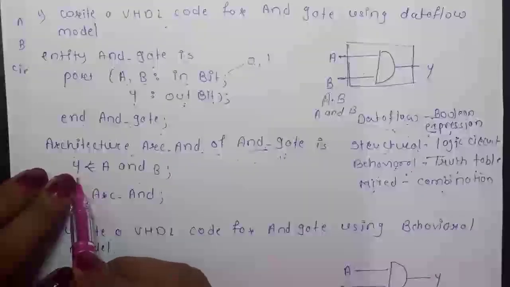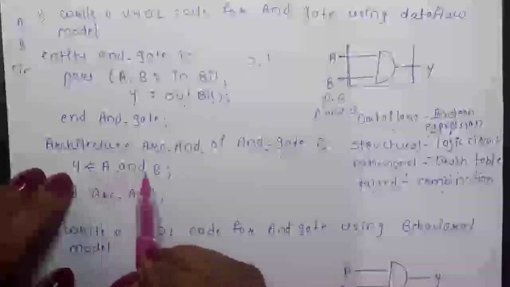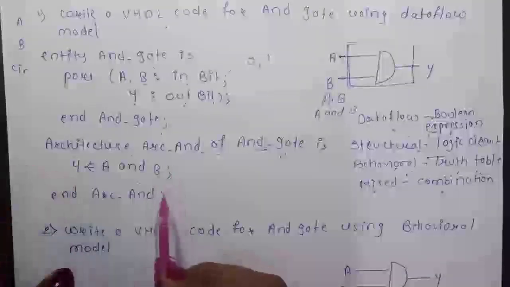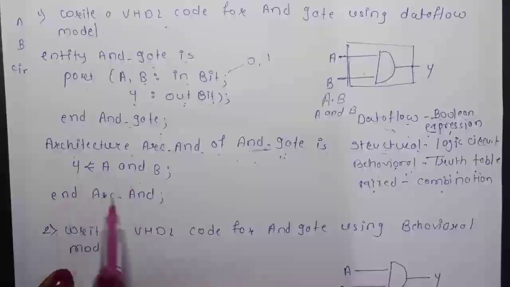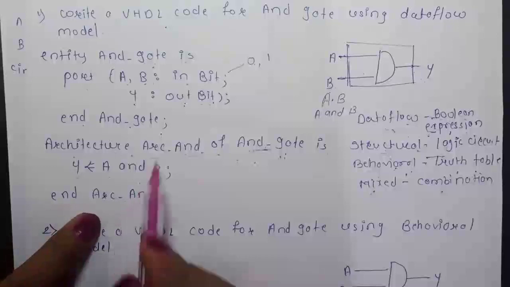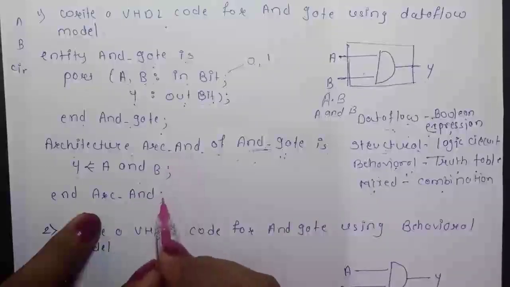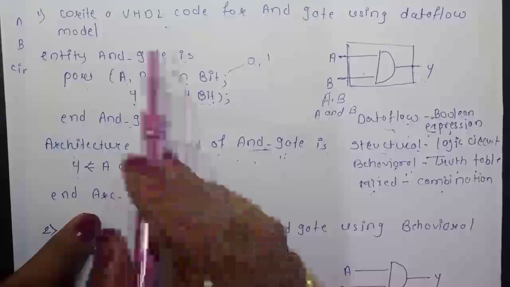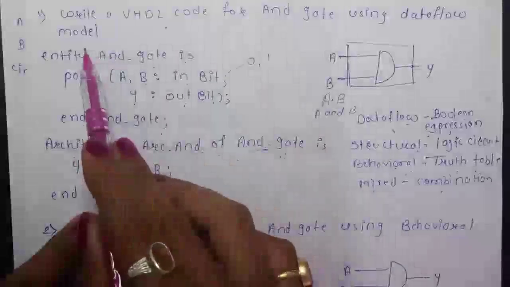Now the Boolean expression for the AND gate, A and B. So my output Y is assigned A and B, semicolon, end architecture, that means end the architecture name. The name of my architecture is arc underscore and. So here my architecture ends. So this is the VHDL code for the AND gate using the data flow model.